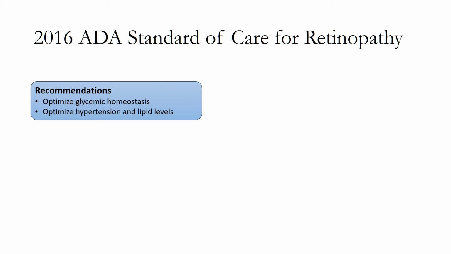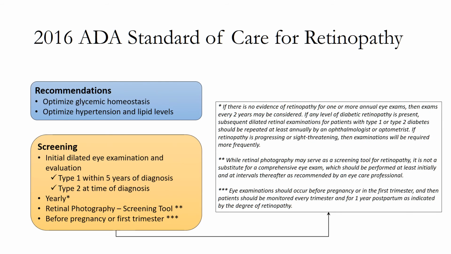Current 2016 ADA Standards of Medical Care recommend optimization of glycemic, blood pressure, and lipid levels. The ADA also recommends an initial dilated eye examination and evaluation at time of diagnosis for type 2 and within 5 years for type 1. Additionally, it also recommends a yearly eye exam, the use of retinal photography as a screening tool, and an exam before or during the first trimester for women considering or who are already expecting. The last 3 screening recommendations are open to modification based on person-centered care.